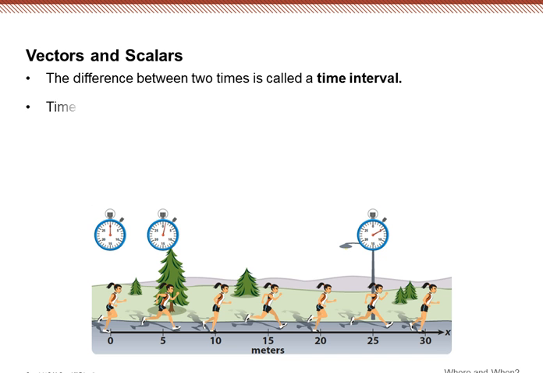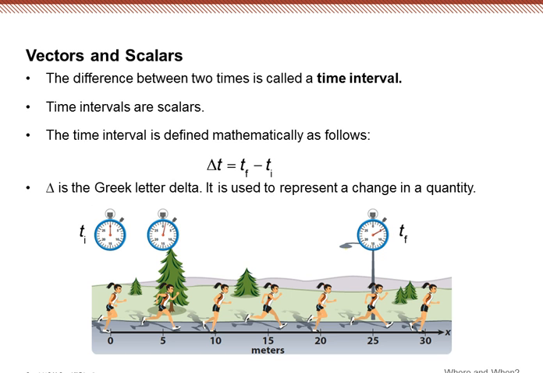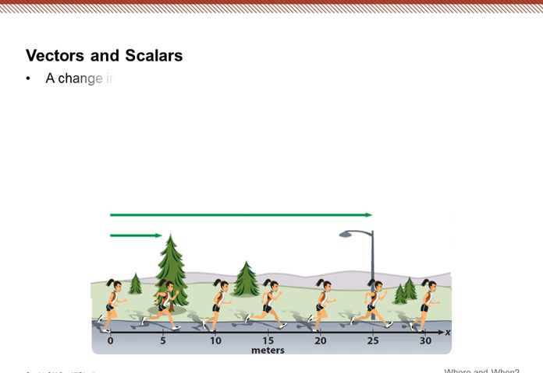So the difference between two times is called a time interval, and we're going to refer to it a lot. We're going to use this Greek symbol, delta, to represent a change in time. To find the change in time from this position here to this position here, we take the final time minus the initial time, and that gives us the change in time. We call this the time interval.